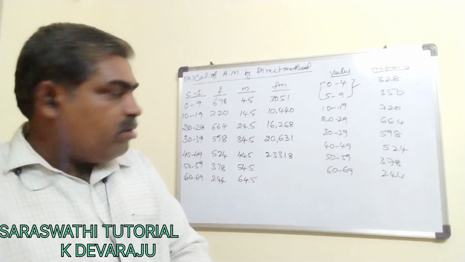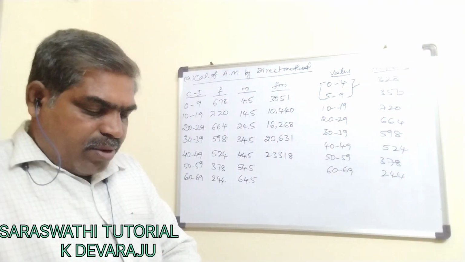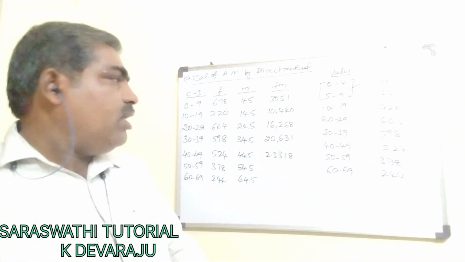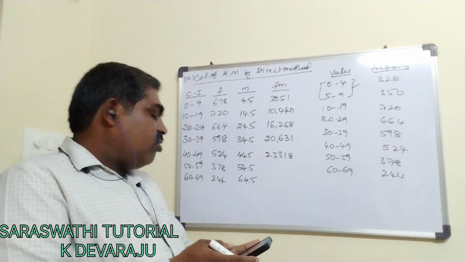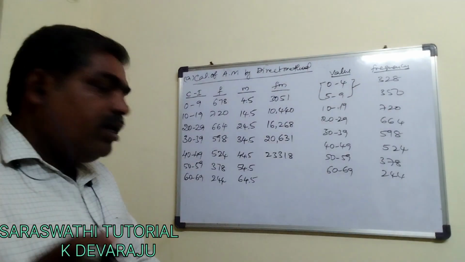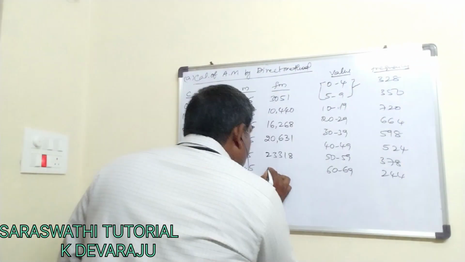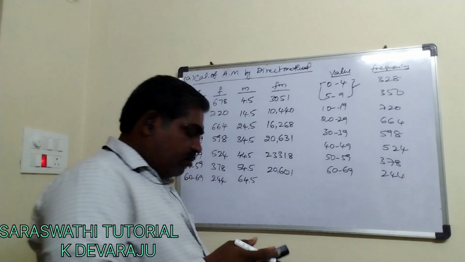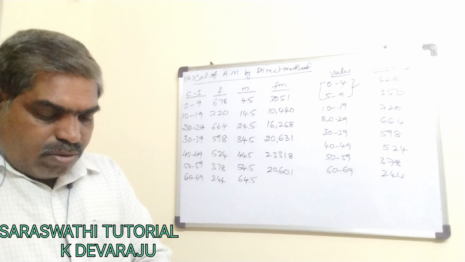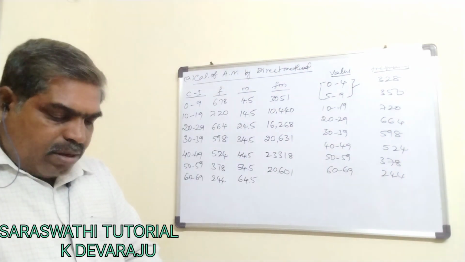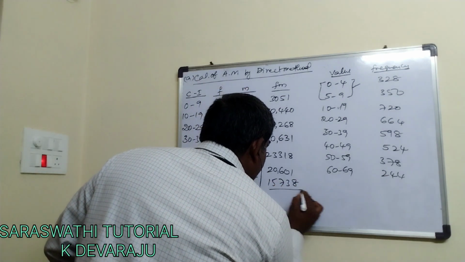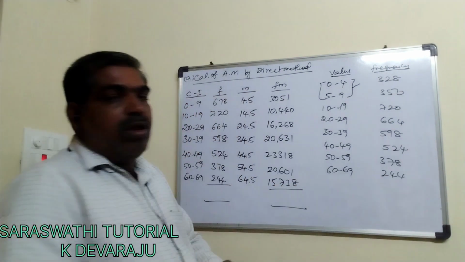Normally when everyone is doing the problem first, they will explain it, but at that time it is not a problem, so for that reason I am explaining one by one. You also have to calculate 378 into 54.5, which is 20,601. And the next one, 244 into 64.5 is 15,738. These are the two columns we have to calculate.